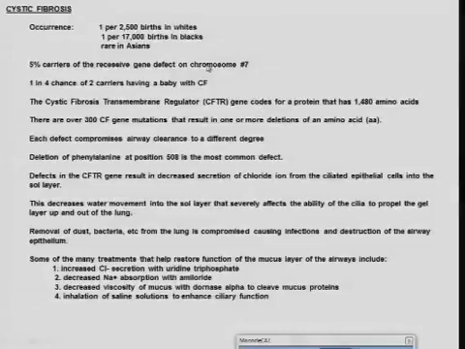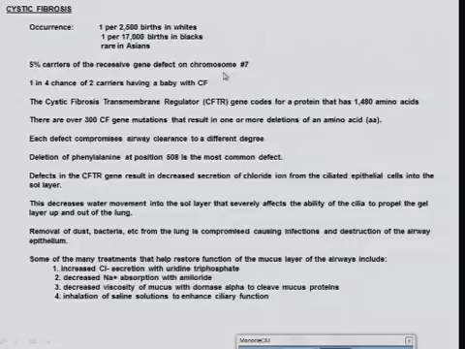So here we talk about cystic fibrosis specifically. The occurrence is 1 per 2,500 births in whites, and it changes depending on what your ethnicity is. It's even rare in Asians. 5% are carriers of the recessive gene defect.